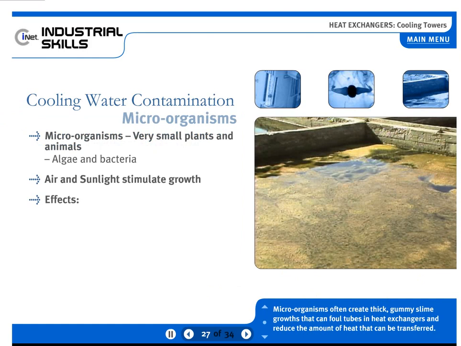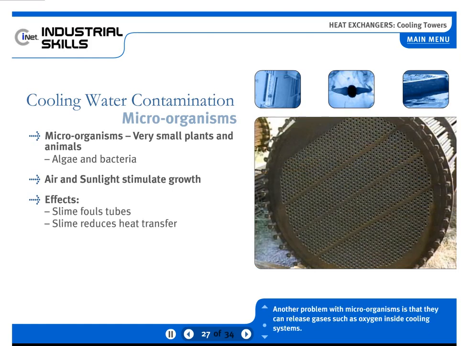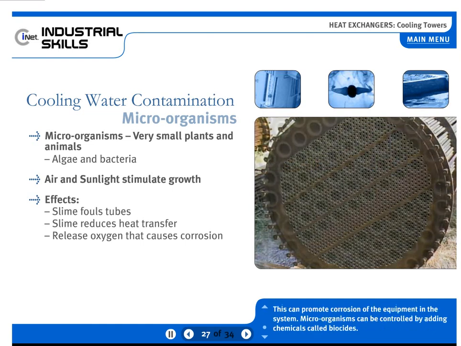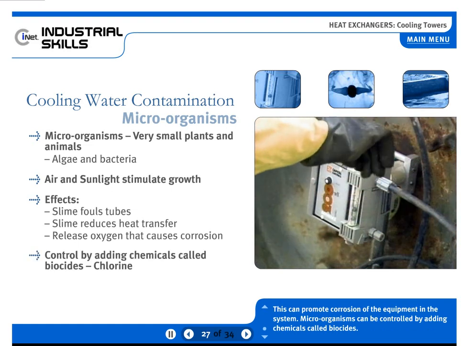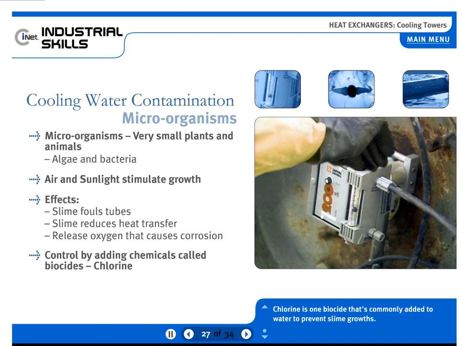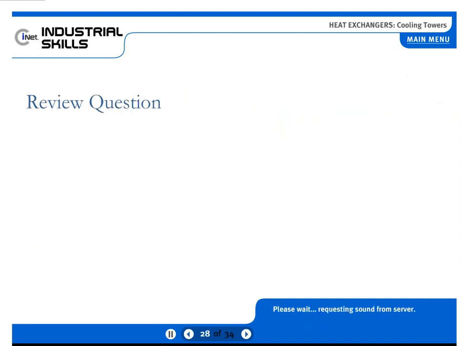Microorganisms often create thick, gummy slime growths that can foul tubes and heat exchangers and reduce the amount of heat that can be transferred. Another problem with microorganisms is that they can release gases such as oxygen inside cooling systems. This can promote corrosion of the equipment in the system. Microorganisms can be controlled by adding chemicals called biocides. Chlorine is one biocide that's commonly added to water to prevent slime growths.